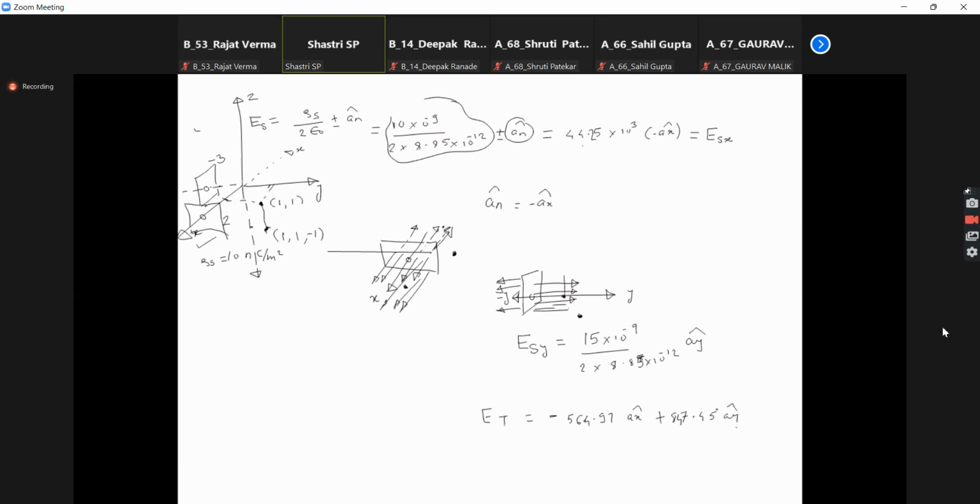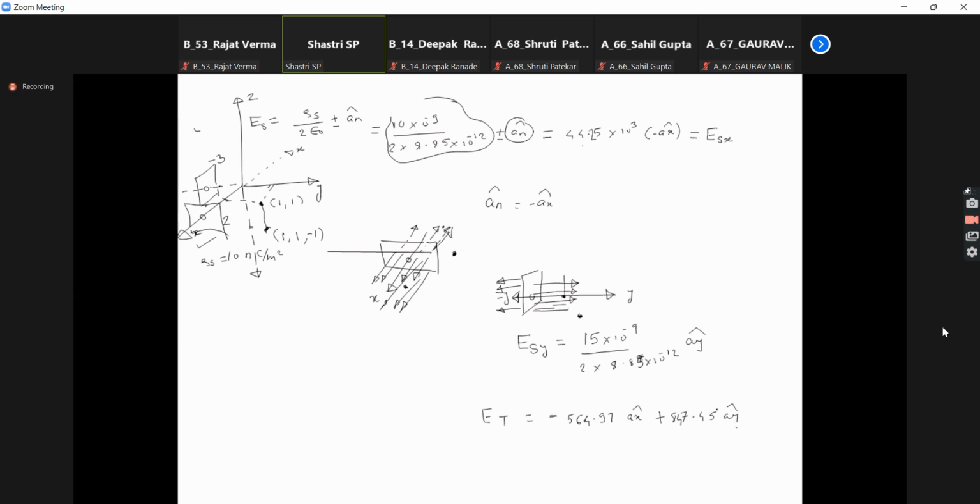ay. So this is the total field because of the two sheets. The line charge is still left; we have not included the line charge. So if you are aware of the vector concept, then you can find out the magnitude of the electric field intensity at 1, 1, -1, and the direction of the field, because both the axes are involved.